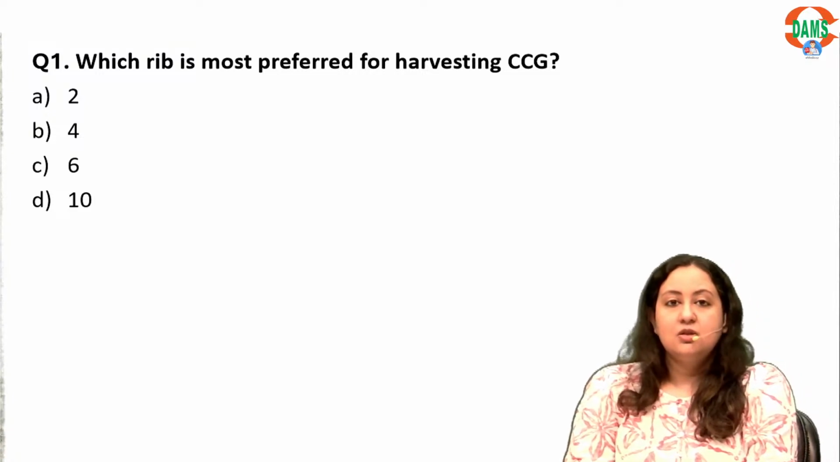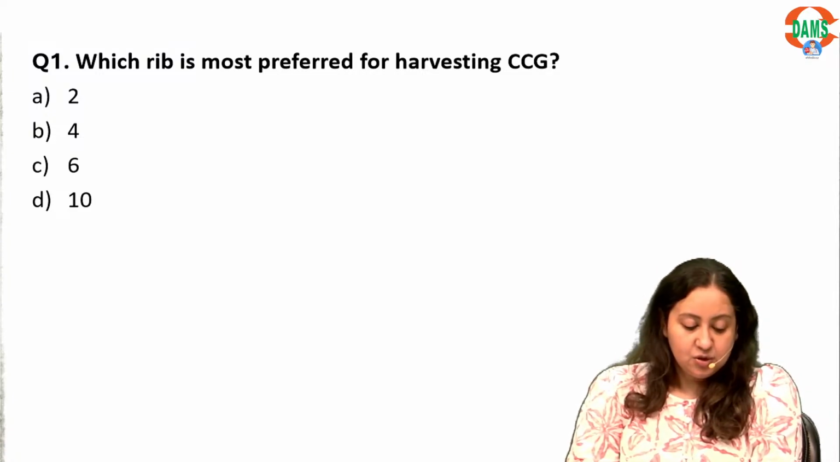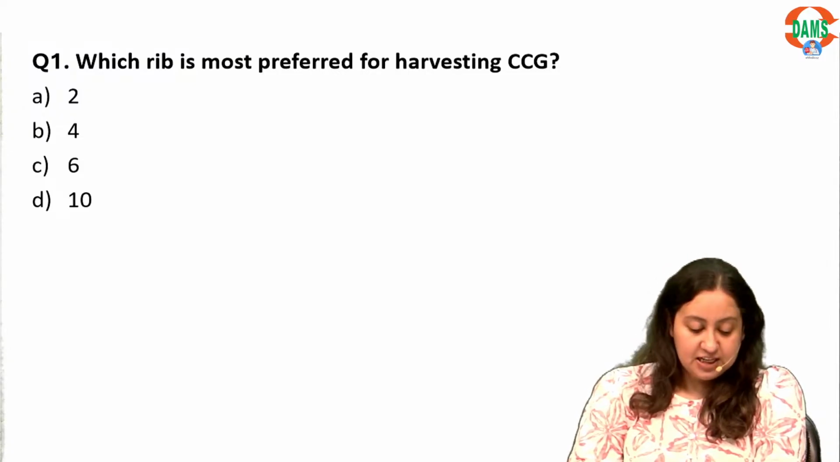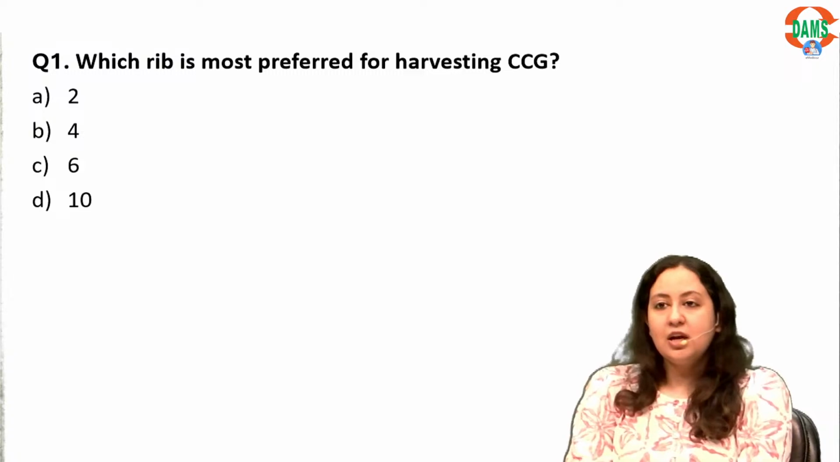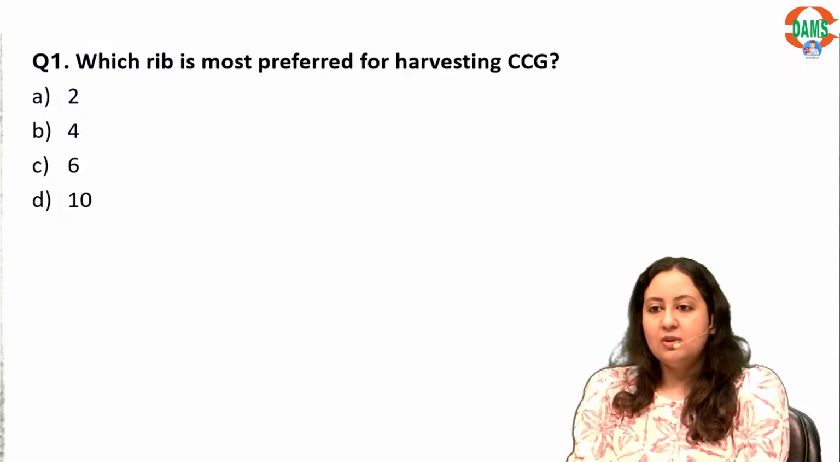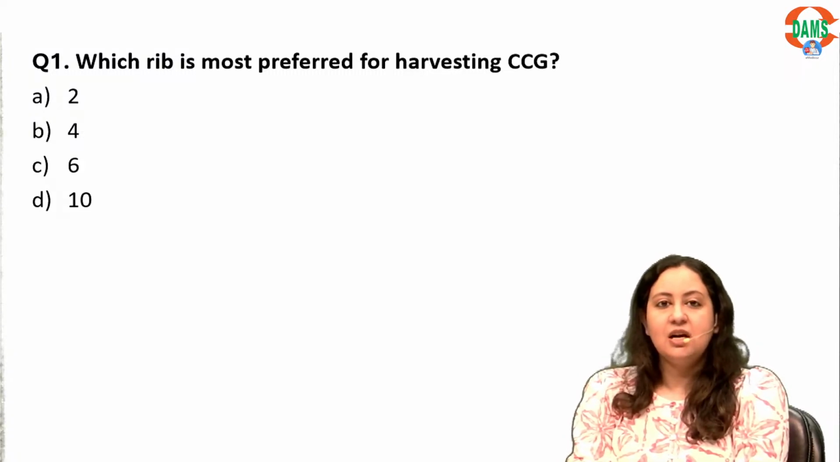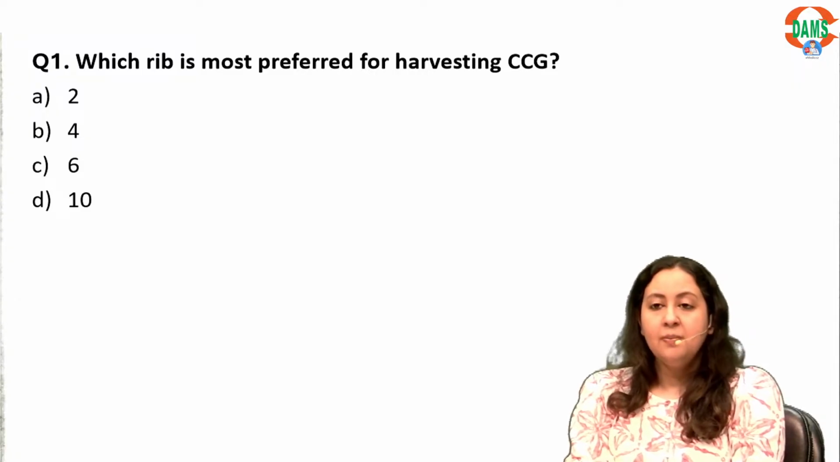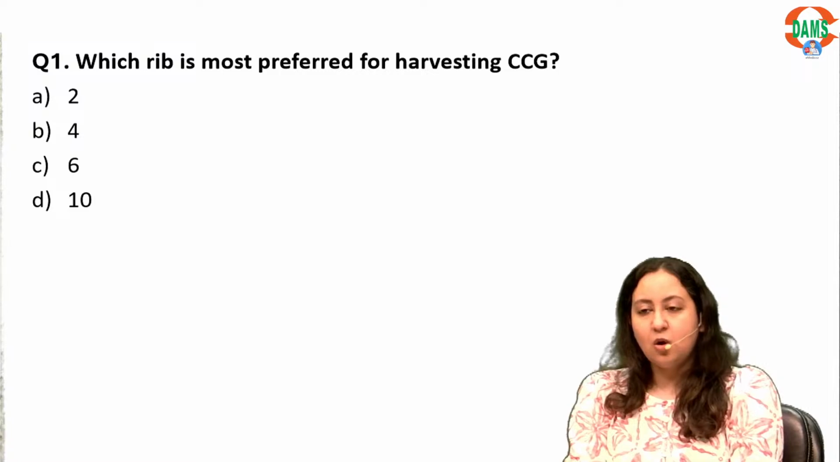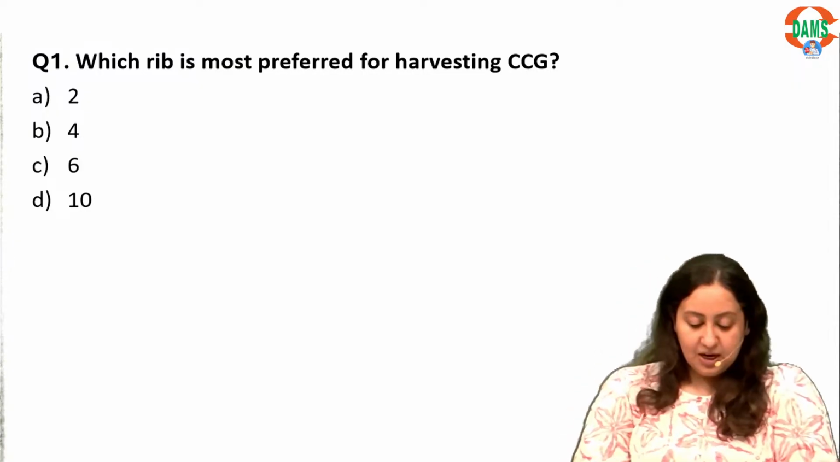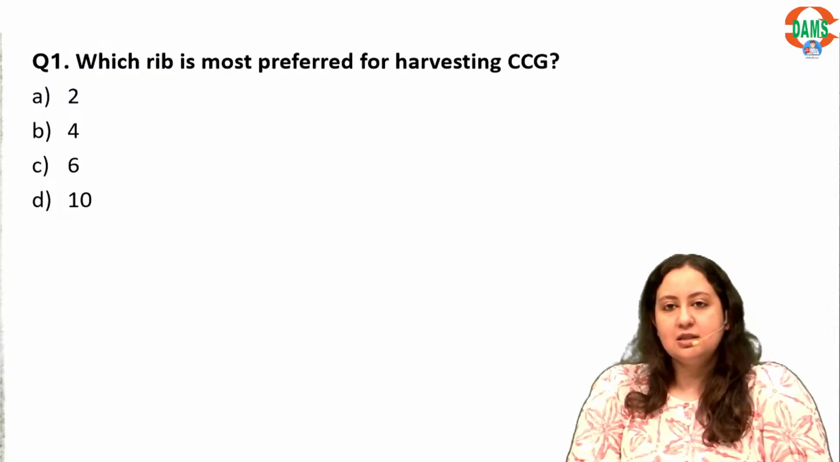Okay, so option A is 2, option B is 4, option C is 6, and option D is 10. All of you can let me know your answers in the comment section. Please write the question number along with the answer, and we will revise a few points or topics related to the questions after we come to the answer. So please quickly let me know the answer in the comment section.